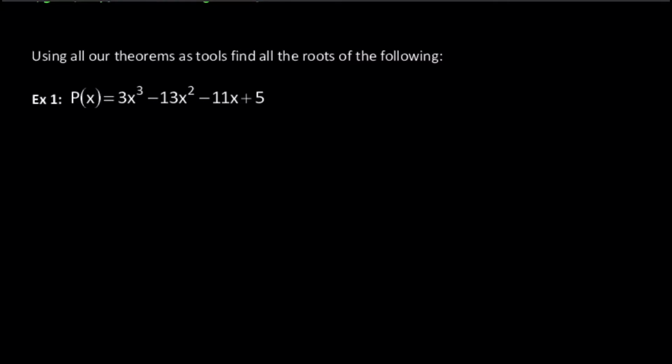So my recommendation, always add the coefficients. If they add to 0, then right away you know 1 is a root. So I've got 3 minus 13. That gives me negative 10. Minus 11 is negative 21 plus 5. So 1 is not a root. I'm not going to bother checking that one. Let's list our possible roots.